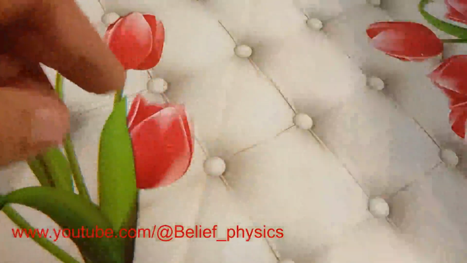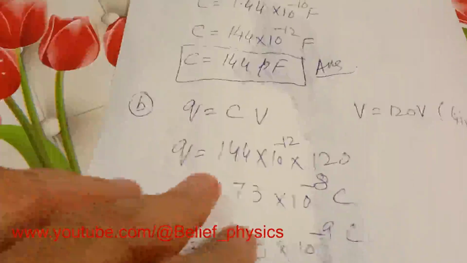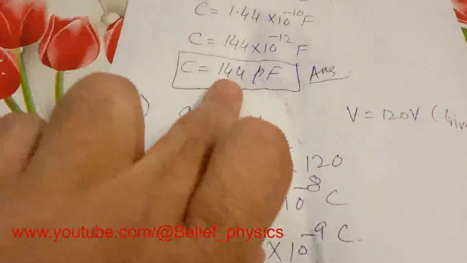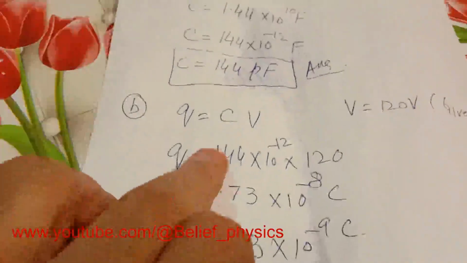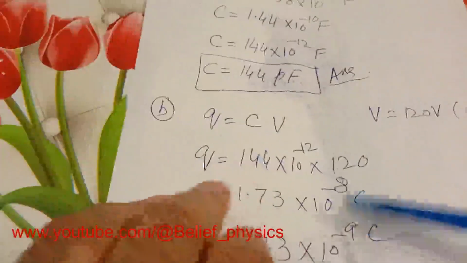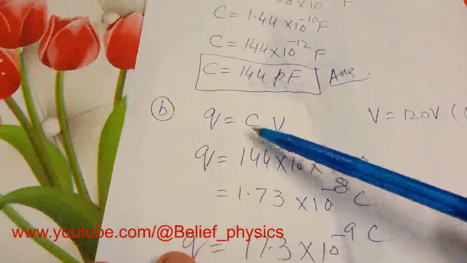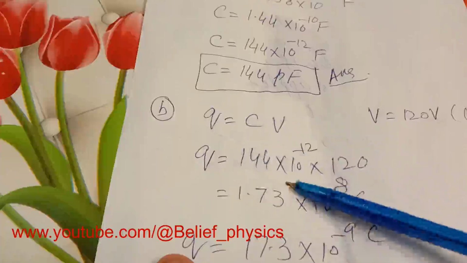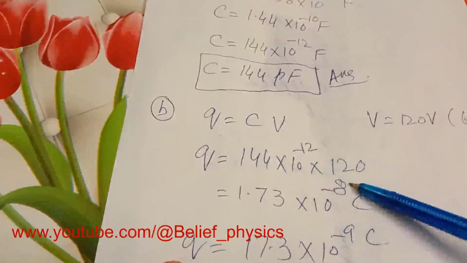So we have to find charge. We know the formula for charge on the plate of a capacitor is Q is equal to CV. C we just found as 144 picofarad or 144 × 10⁻¹² farad. So we put the values here. Q is equal to 144 × 10⁻¹² farad into 120 volts, because we use SI units. So farad into volt will give you coulomb.